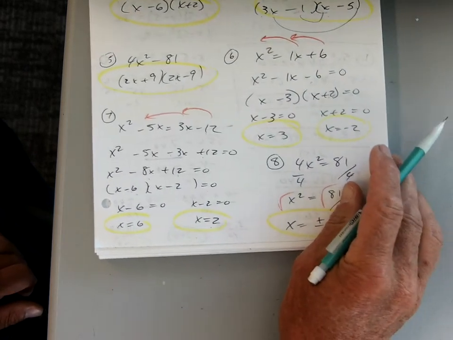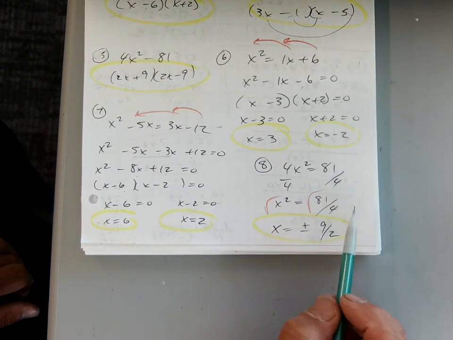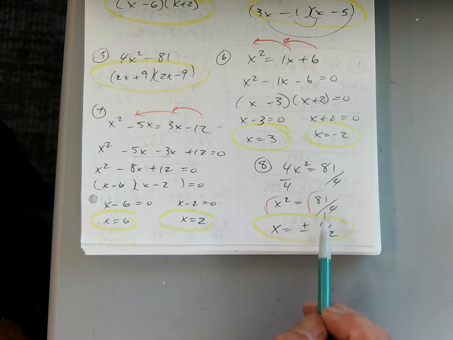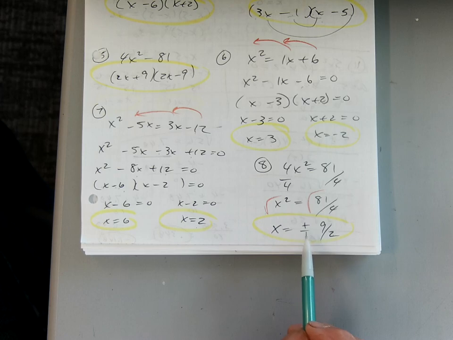8. 8's pretty easy. I'm just going to divide by 4, divide by 4. What I recognize is those have nice square roots. So I take the square root of both of those, and I get 9 over 2. But remember, there's got to be two answers, so it's plus or minus.